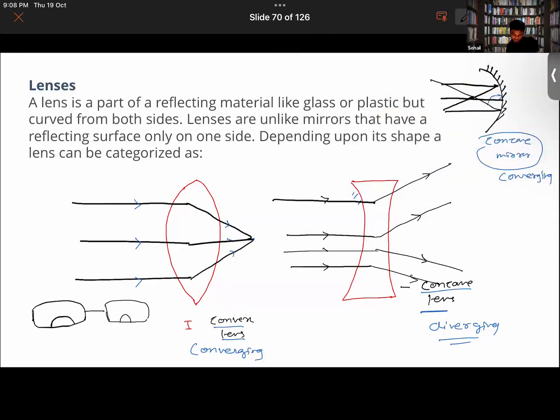Sir, but then some glasses don't, right? The glasses that are made nowadays, they don't have. Okay, now getting it? Yes, sir.